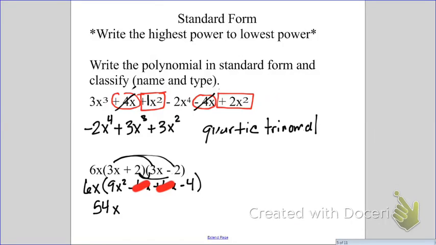54x for 6 times 9. Power 1, power 2 makes power 3. Negative 4 times 6 is negative 24, and the 6 brings an x. Highest power I see is 3, so this is cubic. There are 2 terms, so it is a binomial.